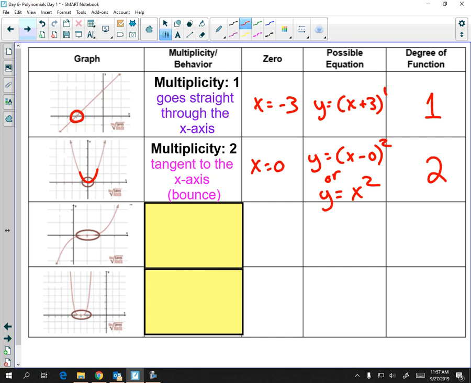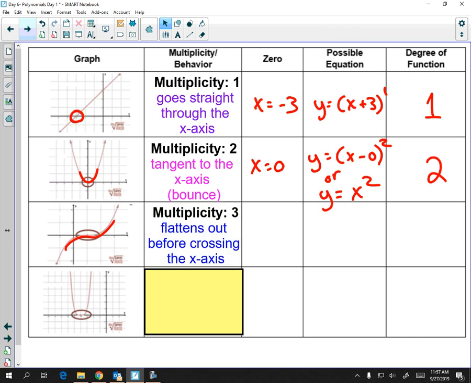When you hit the x-axis at a squiggle, it's called a multiplicity of 3. It flattens out before crossing the x-axis. And our term for it, which is not the technical term, is squiggle.